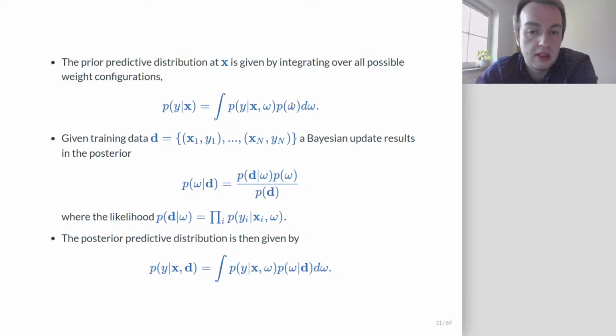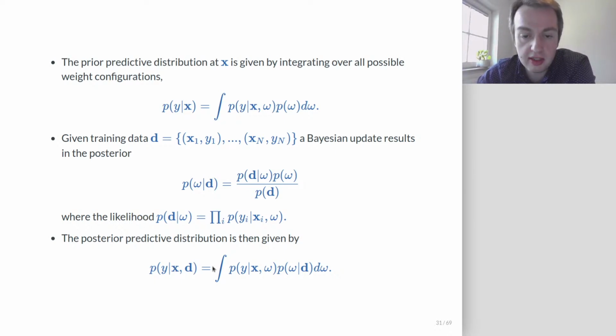But then, of course, we'll have access to some training data, so we'll have a bunch of pairs x and y. What we'll do is use this training data to update our beliefs, which means that we'll try to estimate now the posterior distribution over the model parameters omega given this training data. And this, by the Bayes rule, can be written as the ratio of the likelihood of the data given the model parameters times the prior over the evidence p(D) of the data, right? And if we manage to estimate this, then we can obtain the posterior predictive distribution, which is defined as the conditional of y given x and the dataset D.